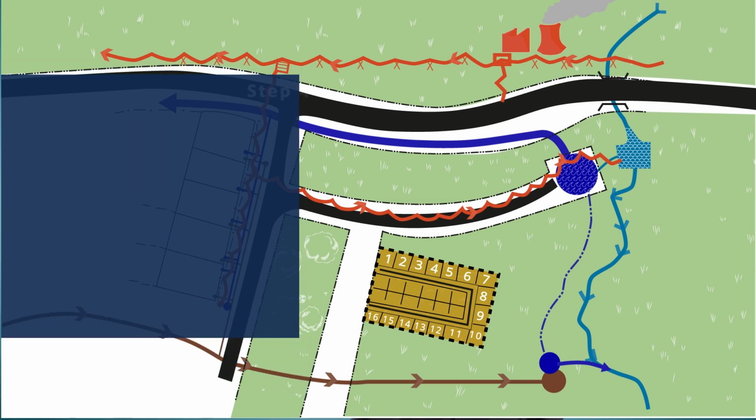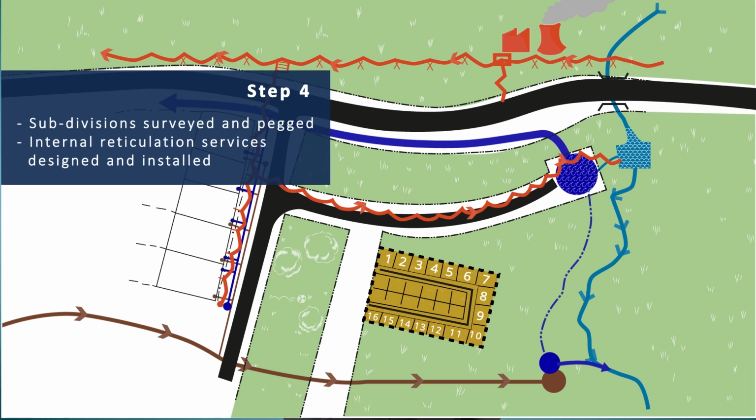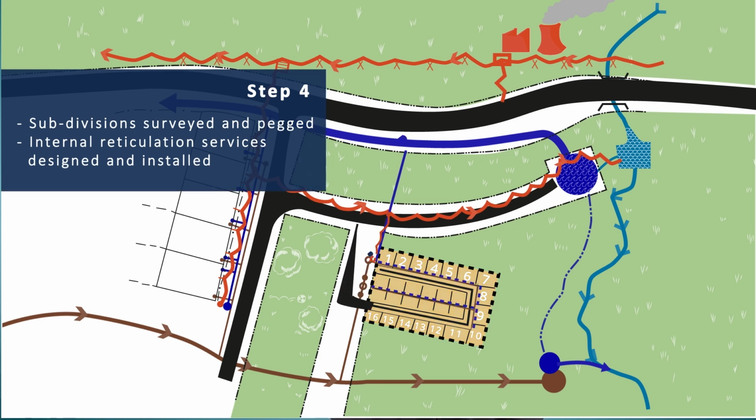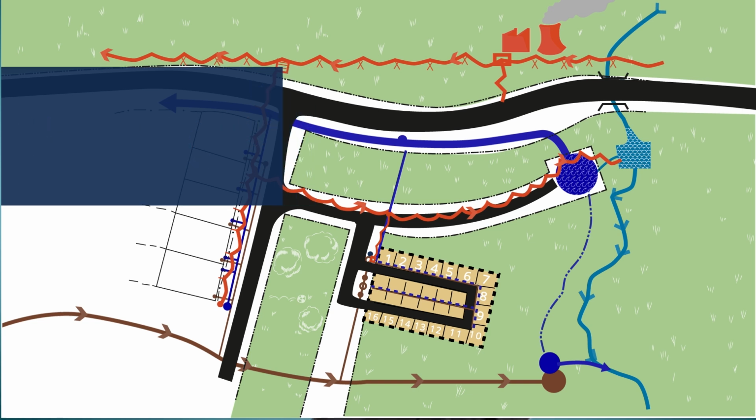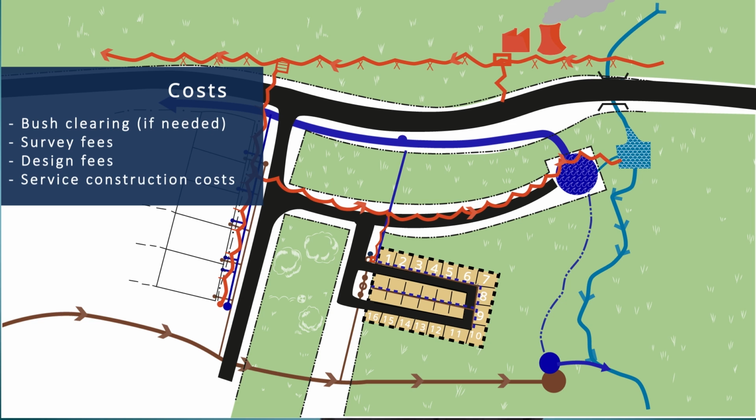Now, once permission to proceed with development is in place and the subdivisions have been surveyed and pegged, the fourth step is for the developer to design and install internal reticulation infrastructure services. These include internal roads, stormwater, street lighting, water, sewer, electricity. For these, the developer enters into a services agreement with the local authorities or other public supply agencies, and then the developer installs the services. The costs in this fourth step include bush clearing if needed, survey fees, design fees, and services construction costs.